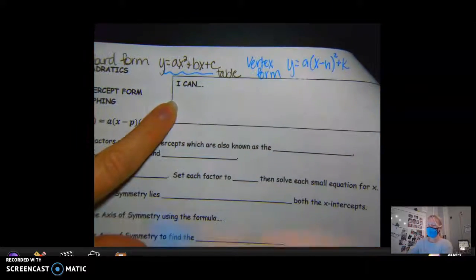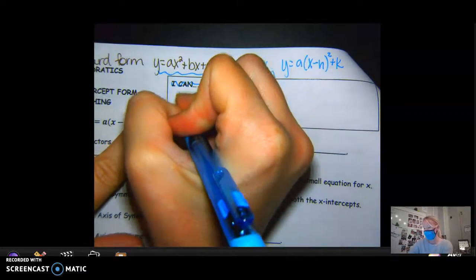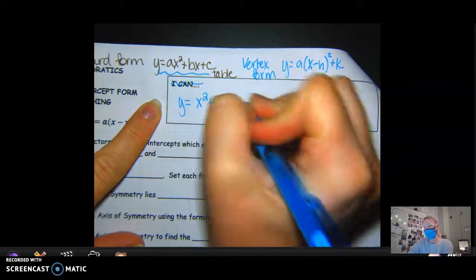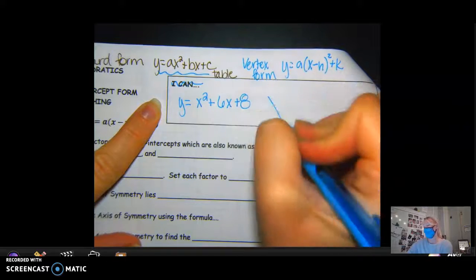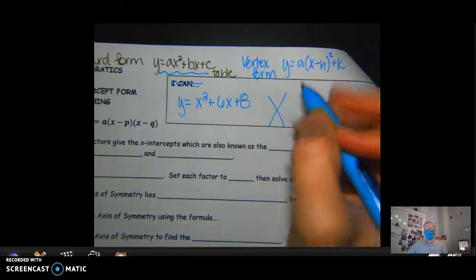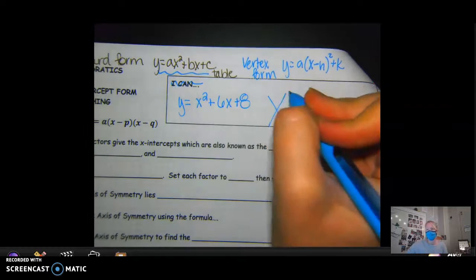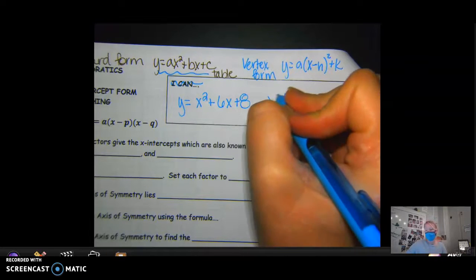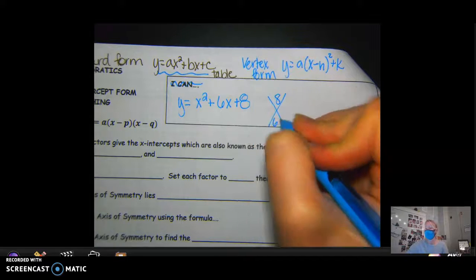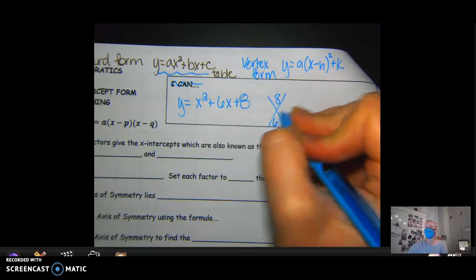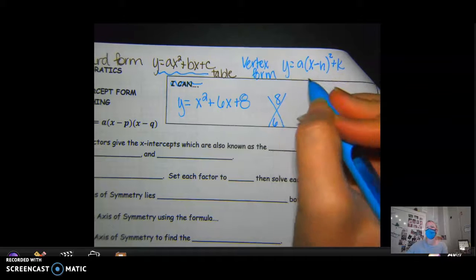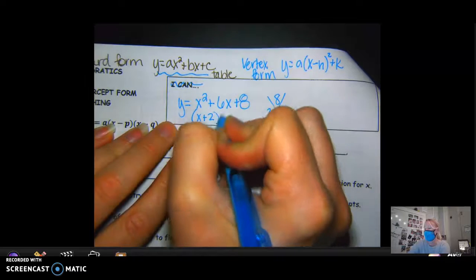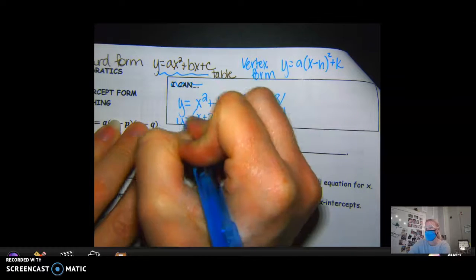So in the I can table, we're going to actually factor something. Y equals x squared plus 6x plus 8. Okay, if I crisscross it, what number goes on top? 8, good. And what number goes on bottom? So I want two numbers that multiply to 8, but then those two numbers also add to 6. What would that be? 2 and 4. Good. So then this factors into x plus 2 and x plus 4. And it's y equals that.